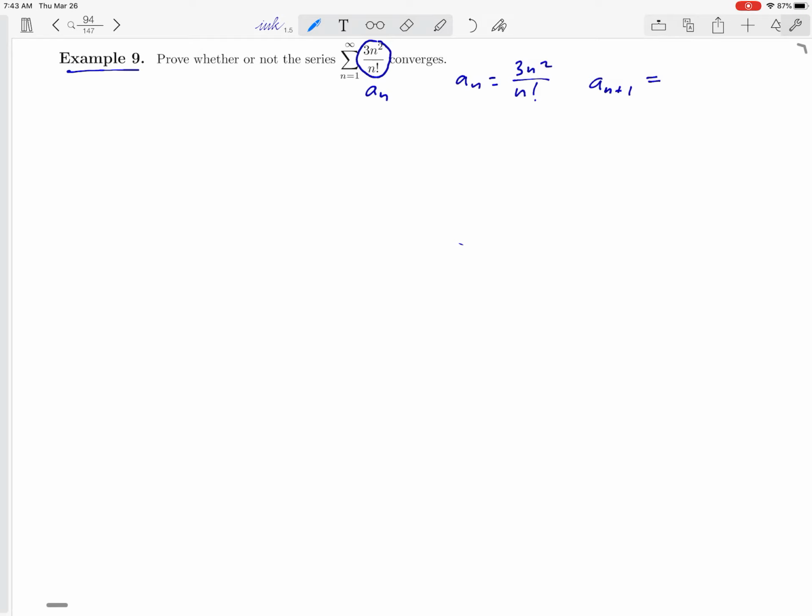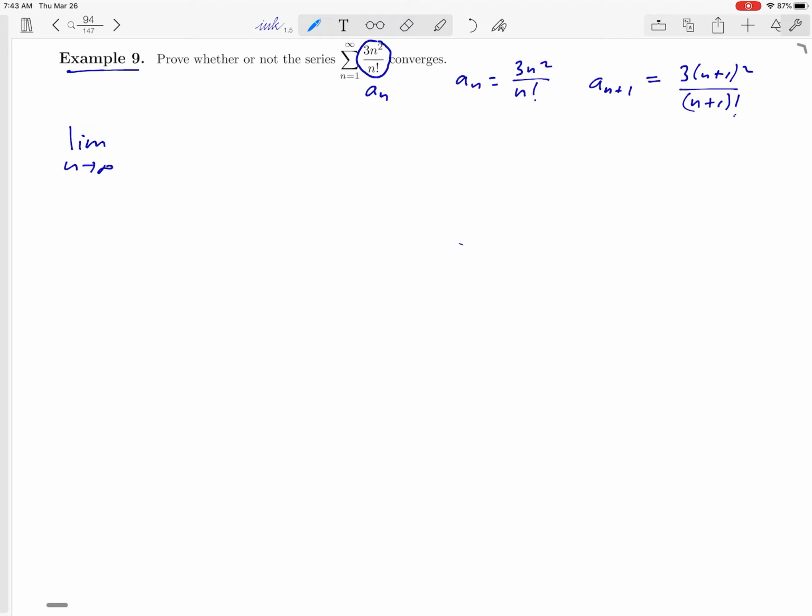What do we mean by that? Well, a_(n+1) is just like taking the term that we started with and substituting in n plus 1 everywhere that you see an n. We take every n that we see and put an n plus 1 in place of it. And so a_(n+1) actually looks like this: 3(n+1) squared over (n+1) factorial.